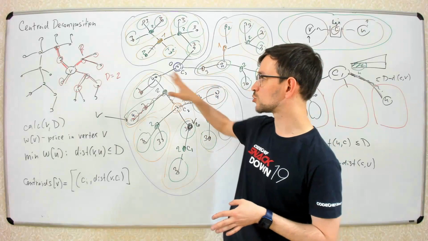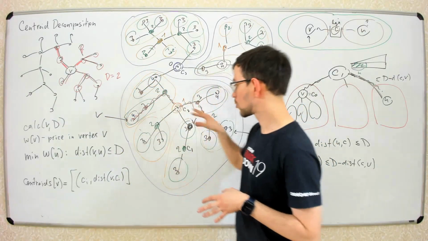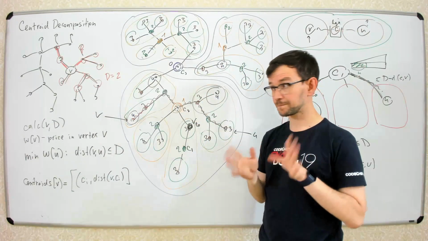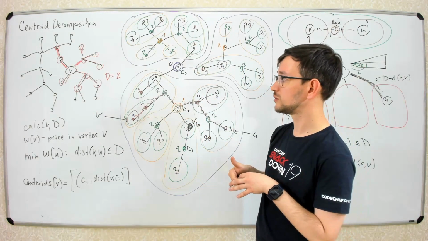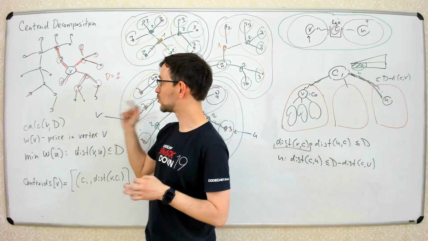But we don't want to spend n square time here. We want to spend n log n time here. So all this pre-calculation works in n log n time, and that's kind of important. You don't want to spend n square time anywhere, because n square is usually too much when you have a big tree.